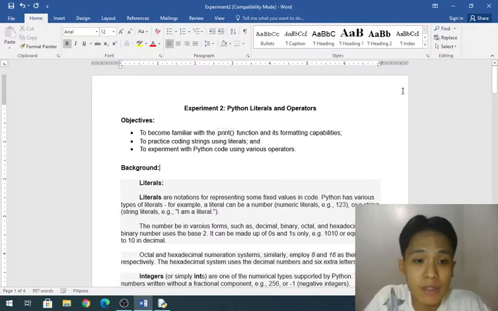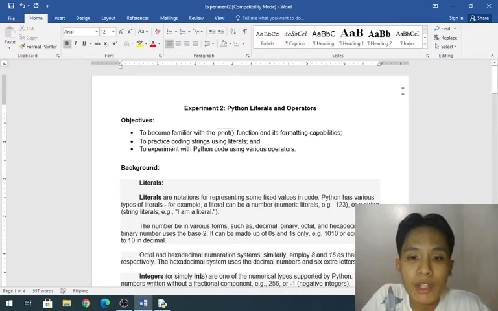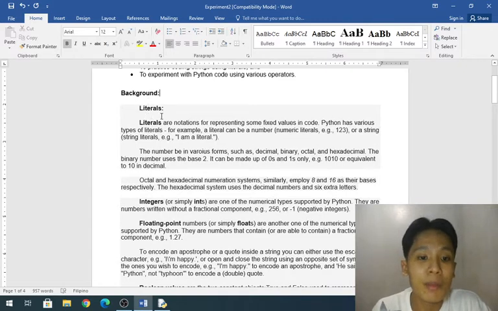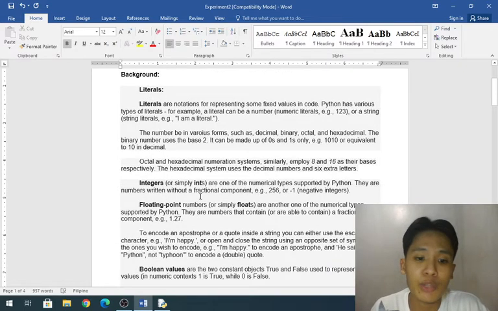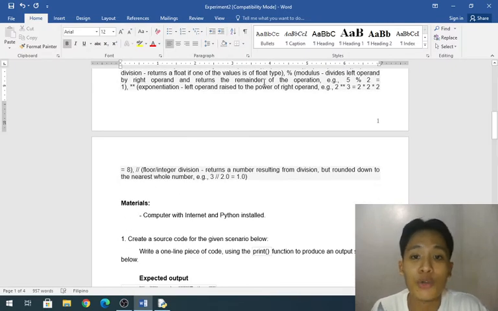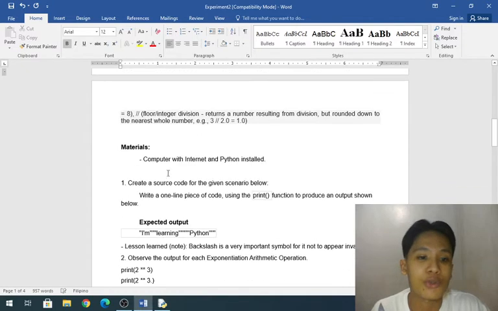So the objectives: to become familiar with the print function and its formatting capabilities, to practice coding strings using literals, and to experiment with Python code using various operators. So background about literals, integers, floating point, boolean values, operators, all of them we are going to tackle in this video. For the materials, we have our computer and the Python, of course.